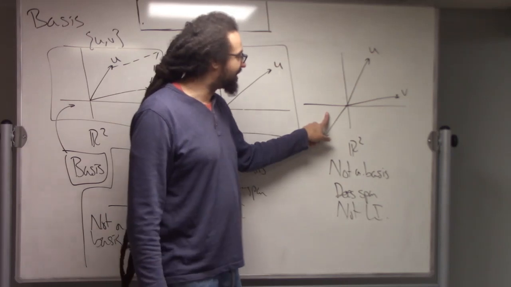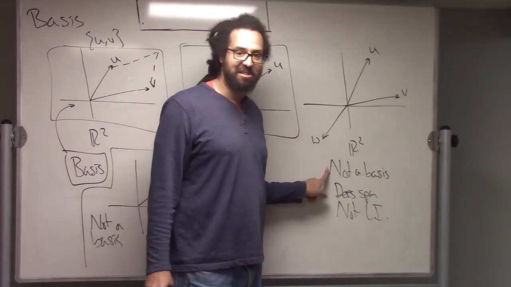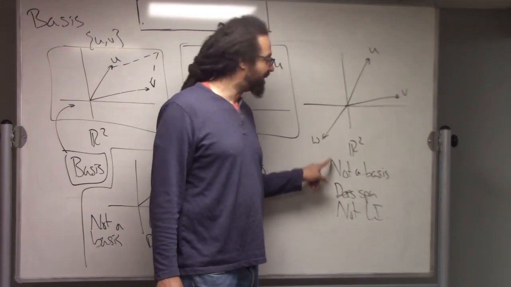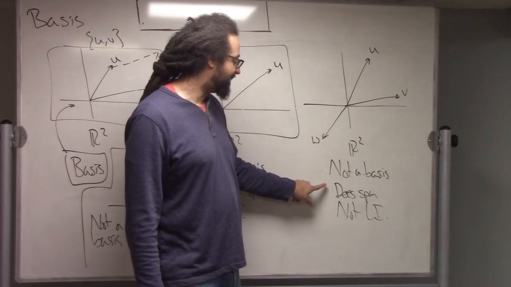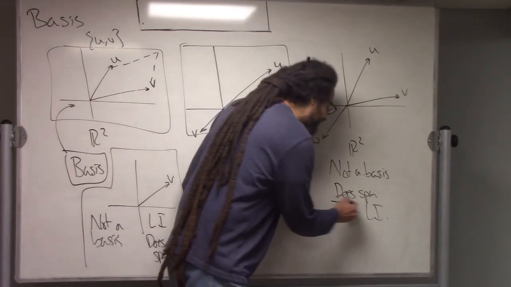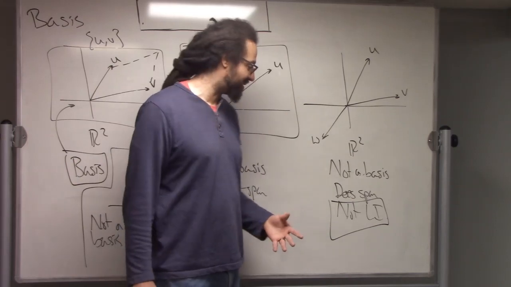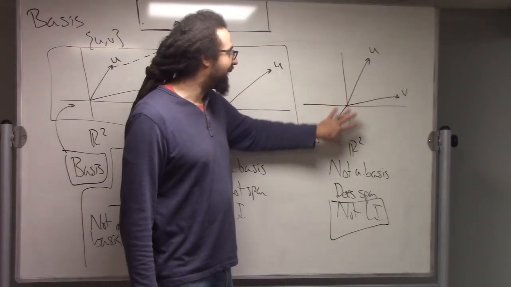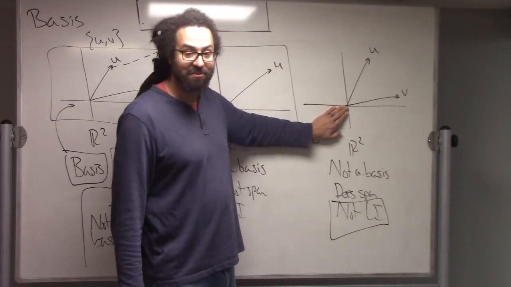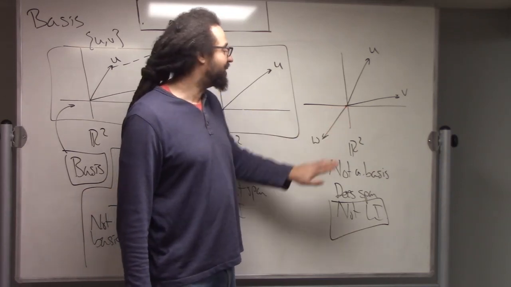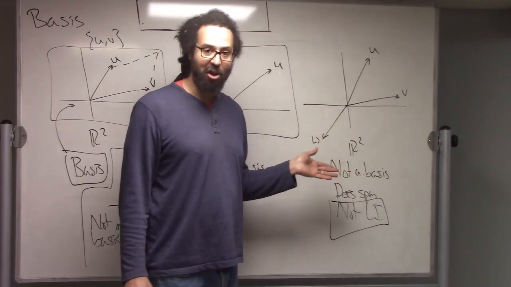Here's a set of three vectors in R2. This thing is not a basis because there's too many of them. Remember, three vectors in R2 must be linearly dependent, right? So this thing is not linearly independent, so it can't be a basis. It does span, though. If these two span all of R2 because they're in fundamentally different directions, then when you throw in a third one, all three of them will span all of R2.